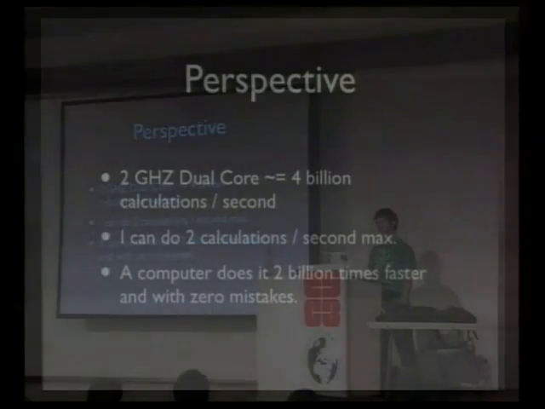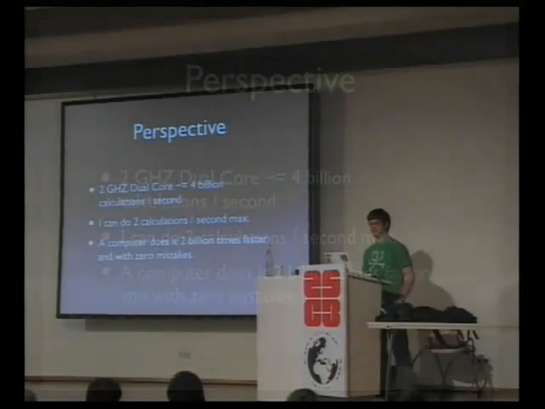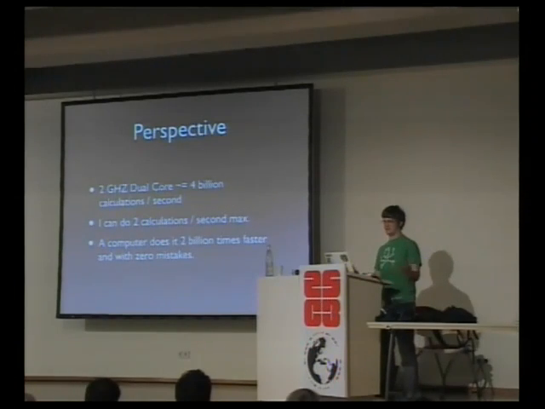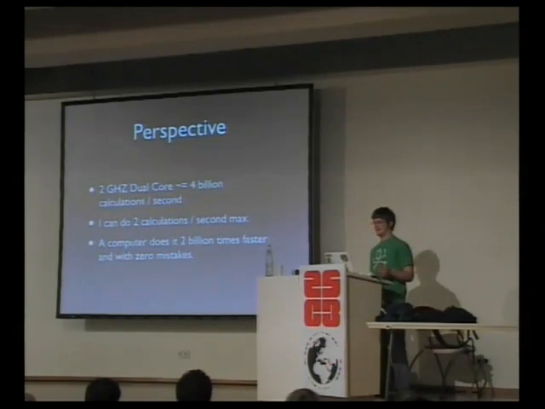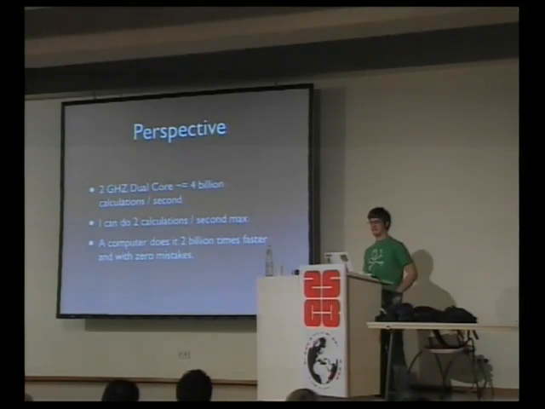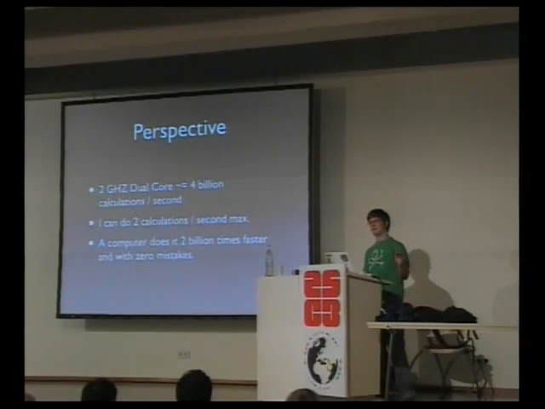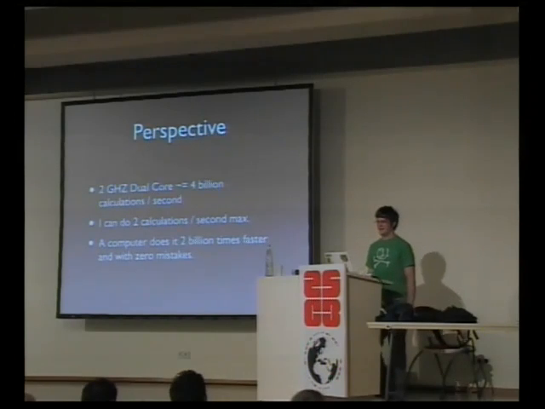So to put this all in perspective, just a little mental exercise here. This computer, I think, has a 2 gigahertz dual-core processor in it, which I'm guessing probably translates into about 4 billion calculations a second. On a good day, I can probably do 2 calculations a second maximum. The computer does that many, many, many times faster, and it does it with 0 mistakes. It's not going to say 2 plus 2 is 5, but I might.